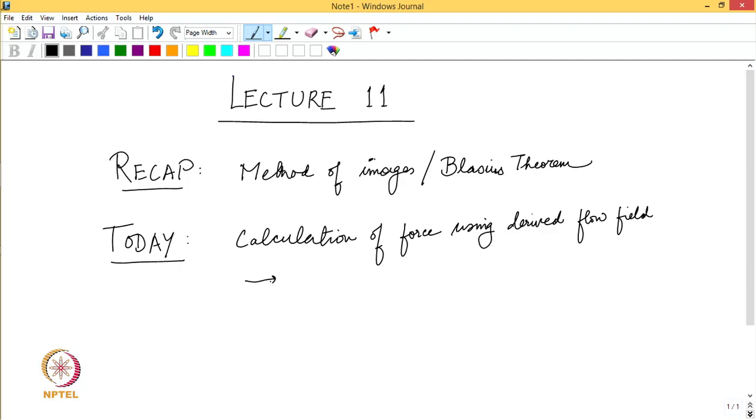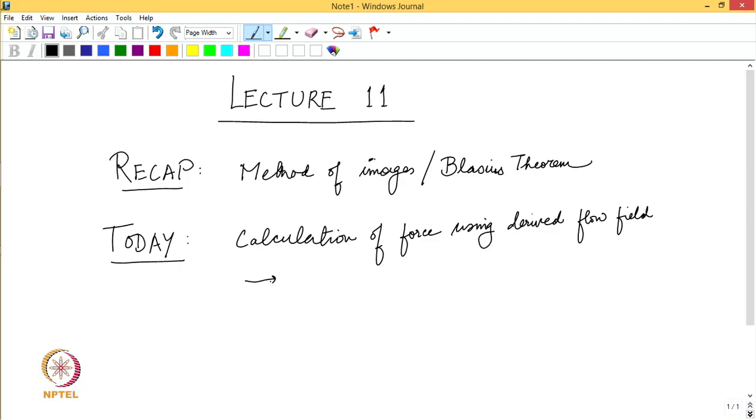So, in the previous lecture, we looked at the method of images as a way of analyzing bounded flows, and we also looked at the Blasius theorem. So, today what I want to do is to use some of these concepts, especially the Blasius theorem, and show how we can use this theorem for calculation of force over a body which is immersed in this flow, and we will do this specifically for flow past a cylinder with circulation.